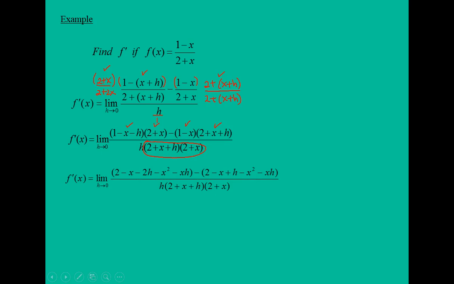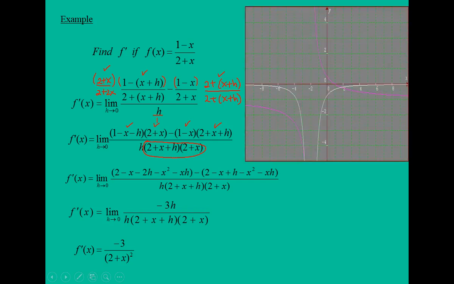Okay, we're going to simplify it further, canceling out our like terms in the numerator, and we can see the h will reduce, and we're left with this. There's the derivative of our f of x. And you should be able to identify which one is the derivative graph and which one is the graph of f of x.